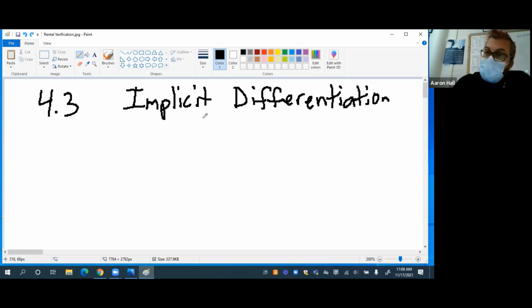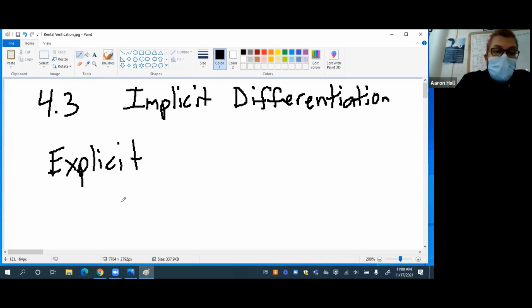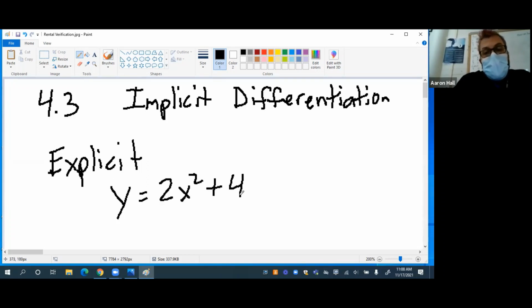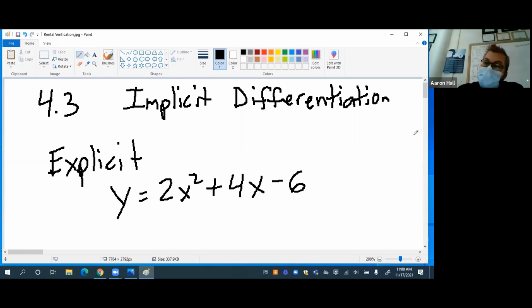And then implicit, well, everything that we've done so far is explicit differentiation. If I have something like this, this is explicit: y equals 2x squared plus 4x minus 6, and we take the derivative of this explicitly.